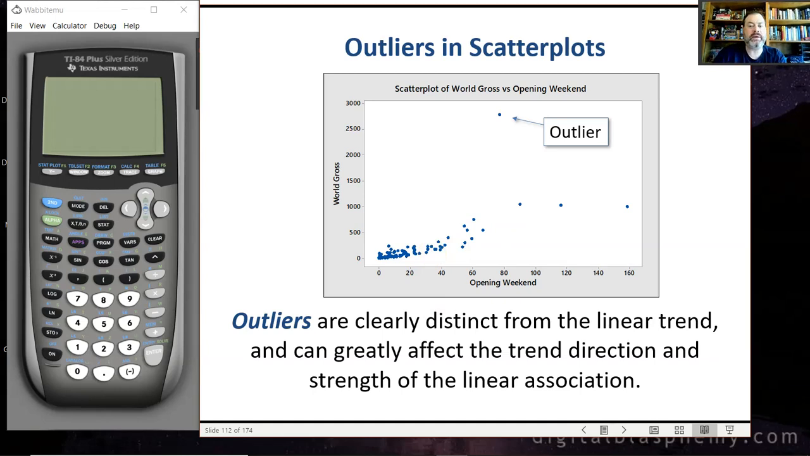Any points away from that main trend, like if it's this far away, it's definitely an outlier. But anything that looks even a little bit away from the trend could be an outlier. We're going to learn more about outliers in the next section. But for now, you're just looking for points that jump out as being very far away from the trend.